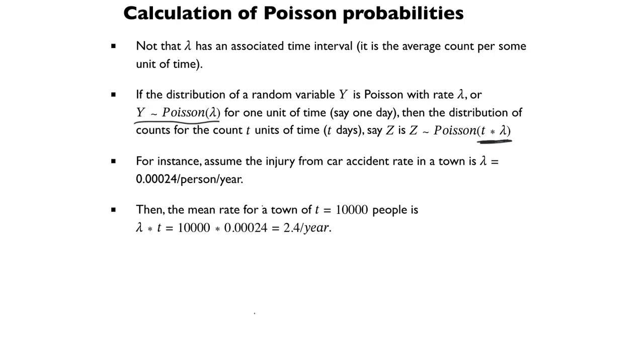So just a simple example. If I have an accident rate in a town which is 0.000024 per person per year, lambda always has units, right? You can't just say lambda. You have to specify what it's measured over. Then in a town of 1,000 people, I simply multiply it together, and I get 2.4 in that town per year. If this was my per unit, per person rate, then I can get a rate for everybody in the town. Same year, so that doesn't change.